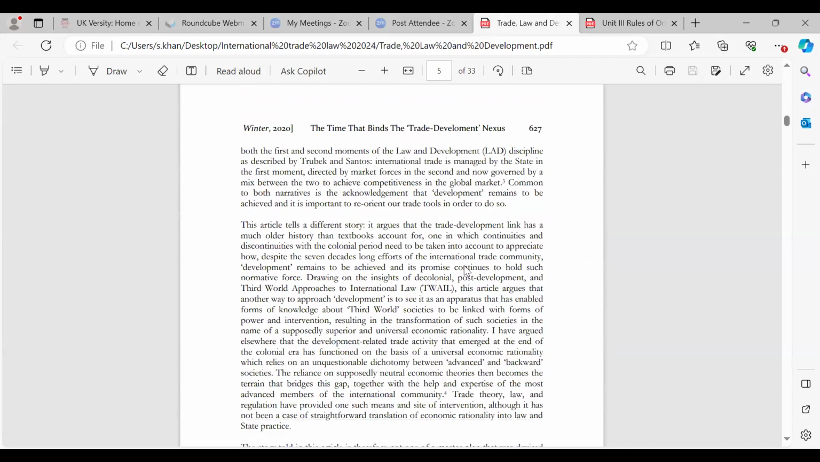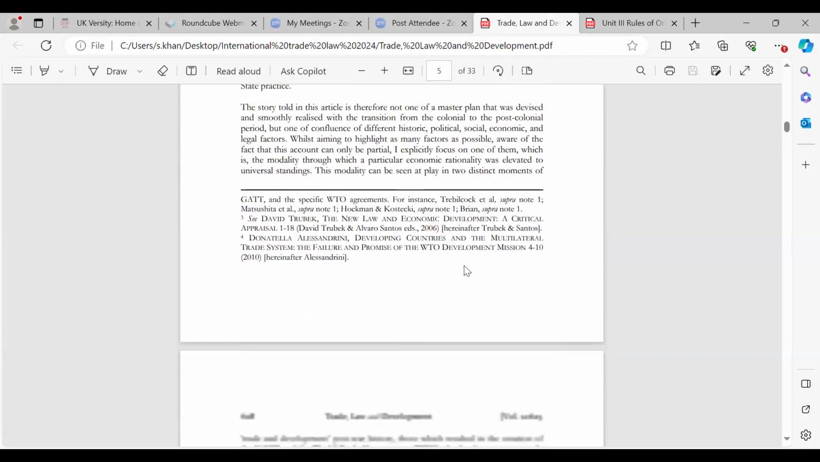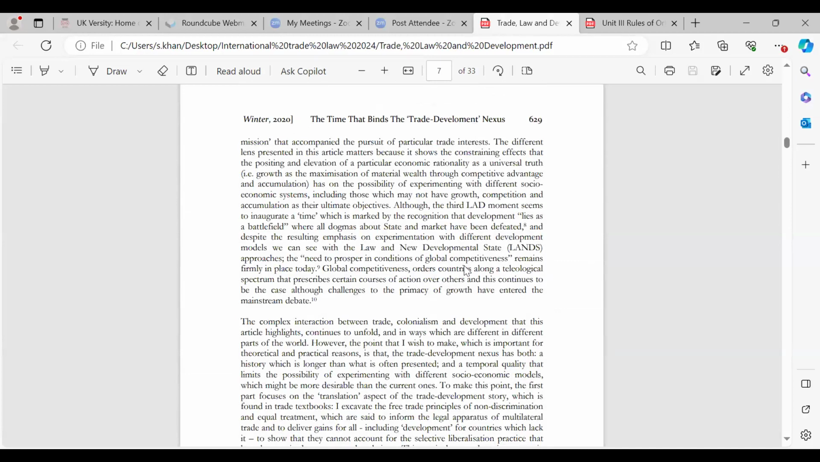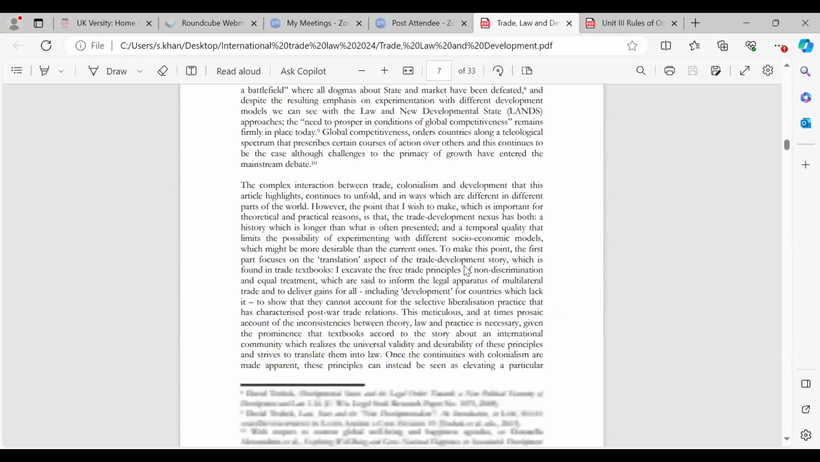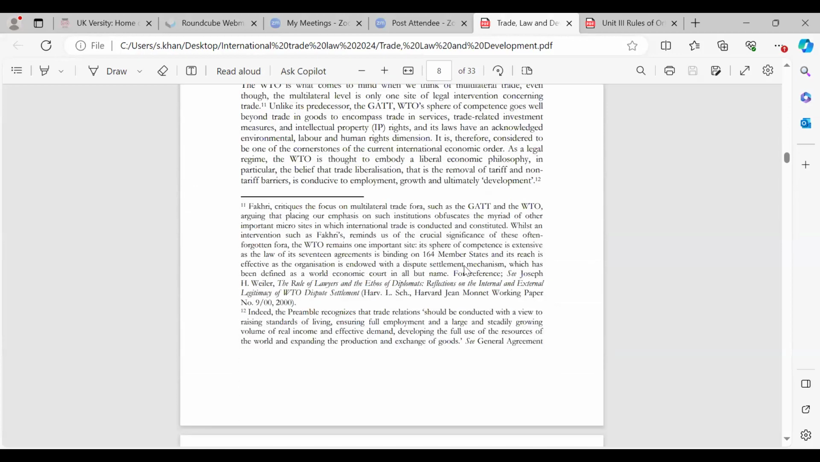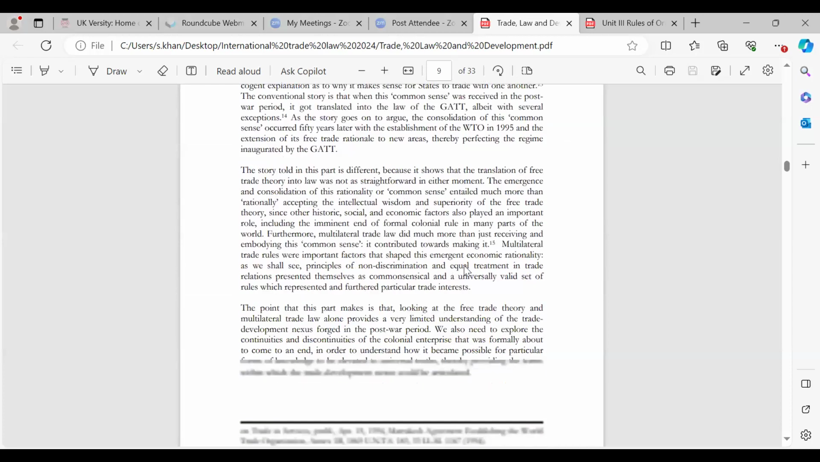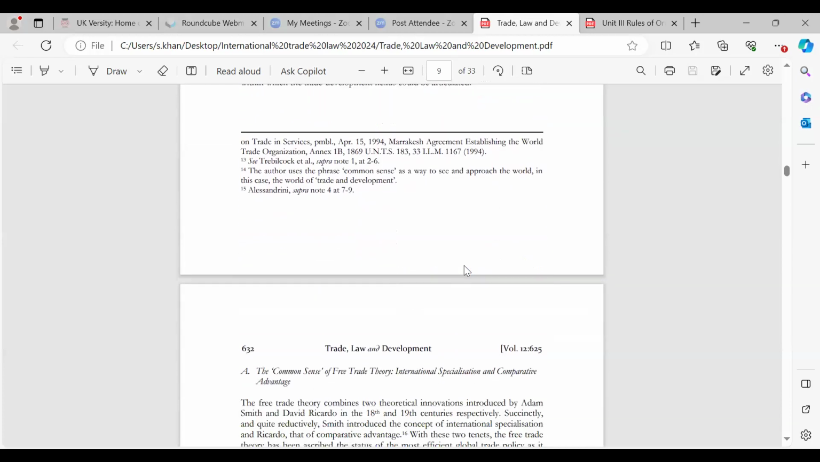It will also look at the World Trade Organization and how that was developed, and at the interaction between trade and colonialism and development, and also, as we mentioned, the issues around the World Trade Organization and how to trade globally. So this is quite an interesting article that you could look at. Again, it is on Moodle for additional reading to help support you with your assignment.